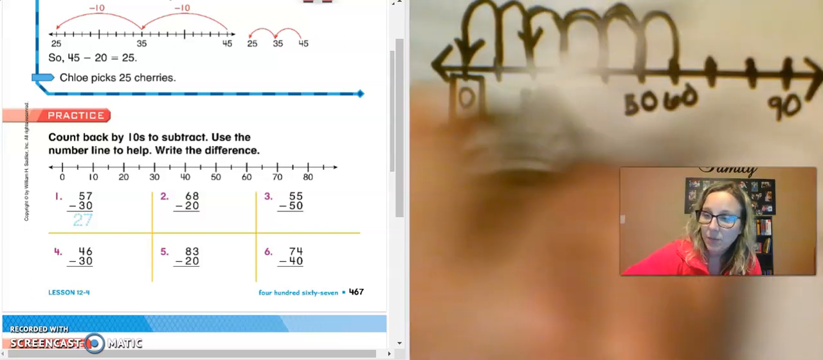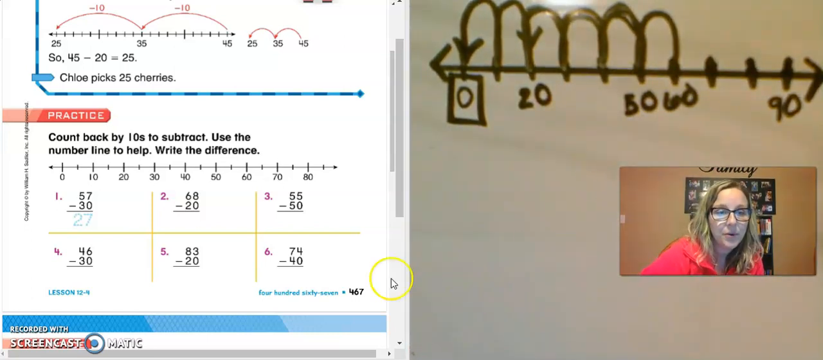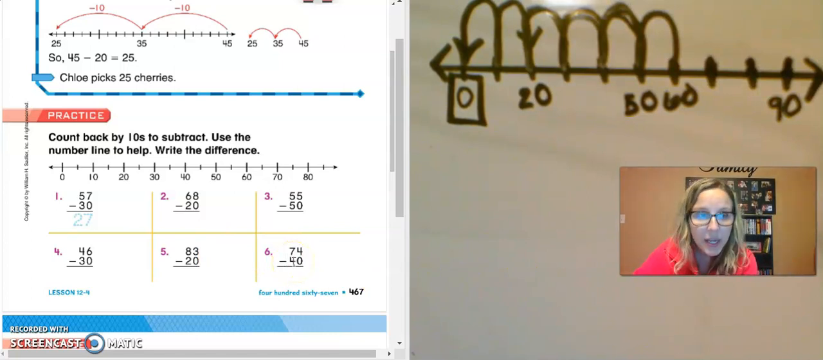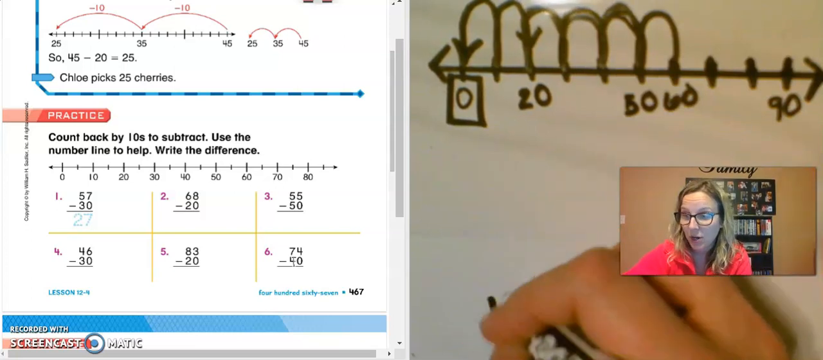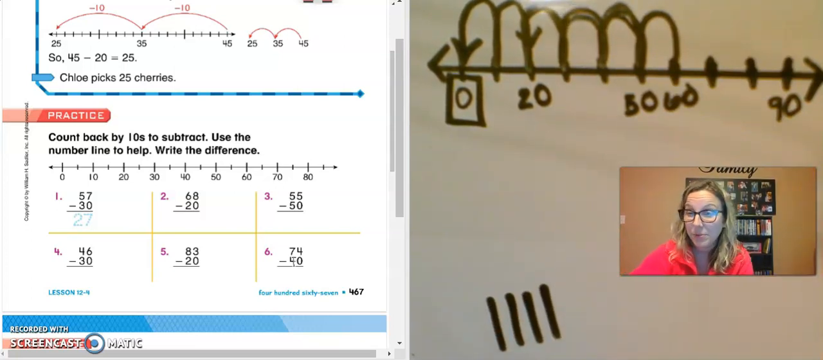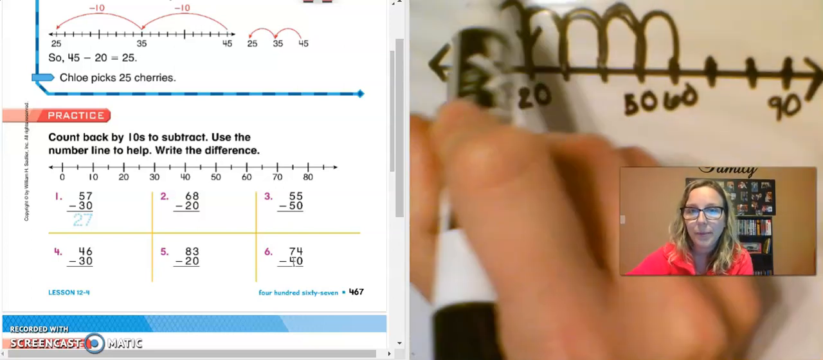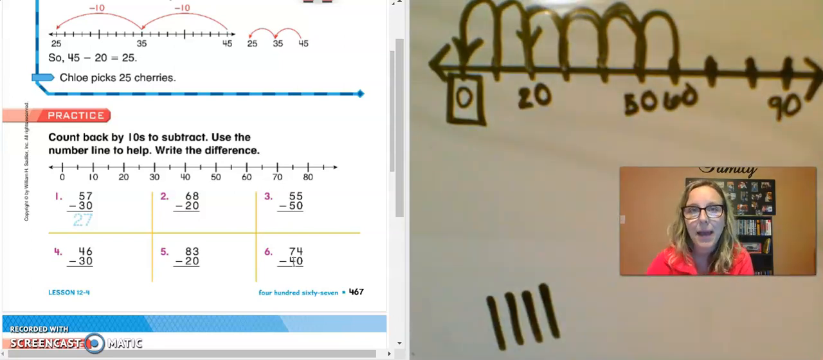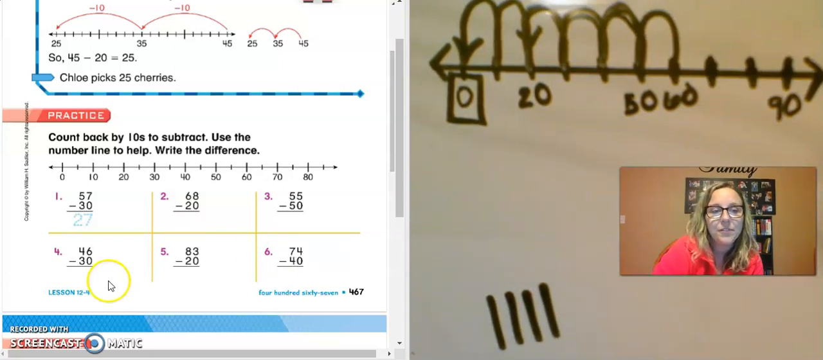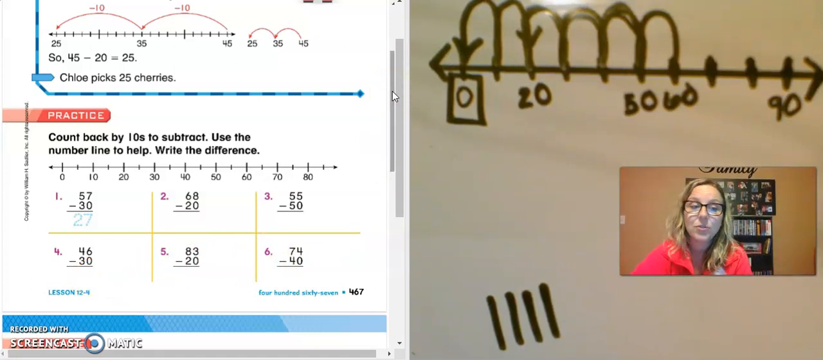All right, boys and girls, I want you to try to do numbers 4, 5, and 6 on your own. You can choose to use whatever method works best for you. If you like the method of drawing out your tens and ones and that helps your brain, I want you to do it that way. If you like using the number line where you can jump your pencil counting backwards by tens and that works for you, I want you to choose to do it that way. When you're finished with 4, 5, and 6, then you can move on to the next page. So you can pause the video right now, get those 3 problems done, and then we will move on.